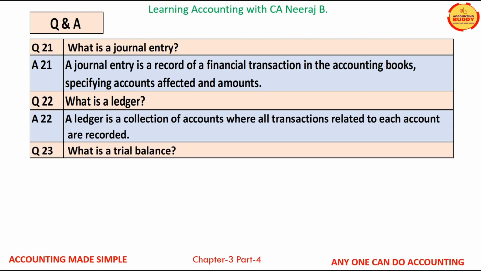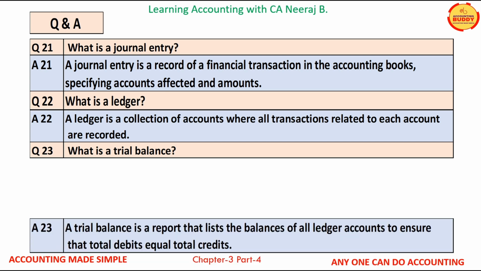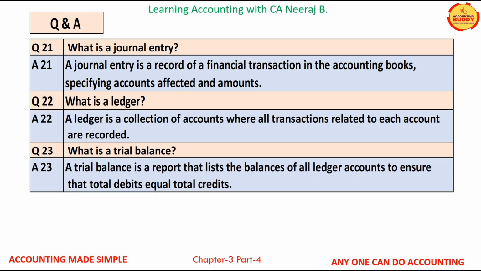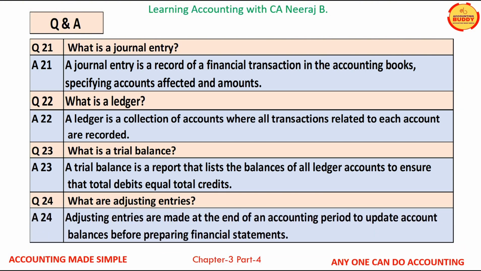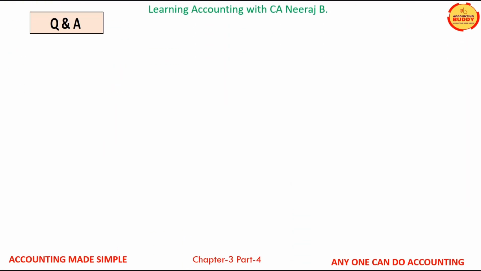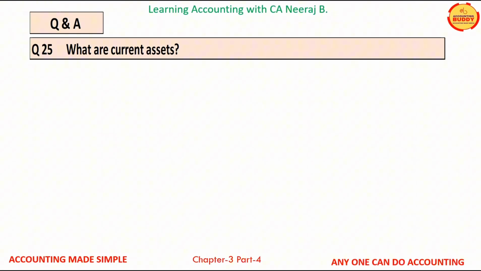Question number 23. What is a trial balance? The answer is, a trial balance is a report that lists the balances of all the ledger accounts to ensure that the total debits equal total credits. Question number 24. What are adjusting entries? The answer is, adjusting entries are made at the end of an accounting period to update account balances before preparing the financial statements. Question number 25 on your screens is, what are current assets?